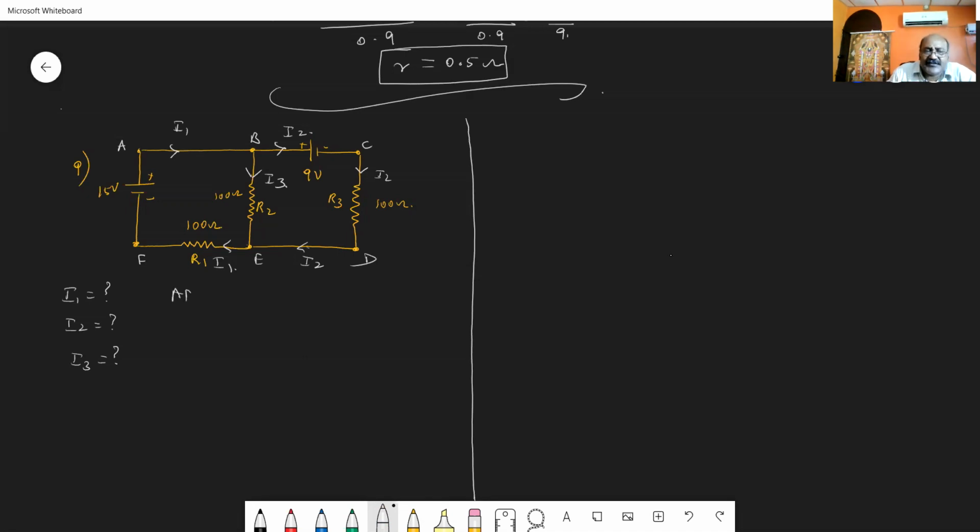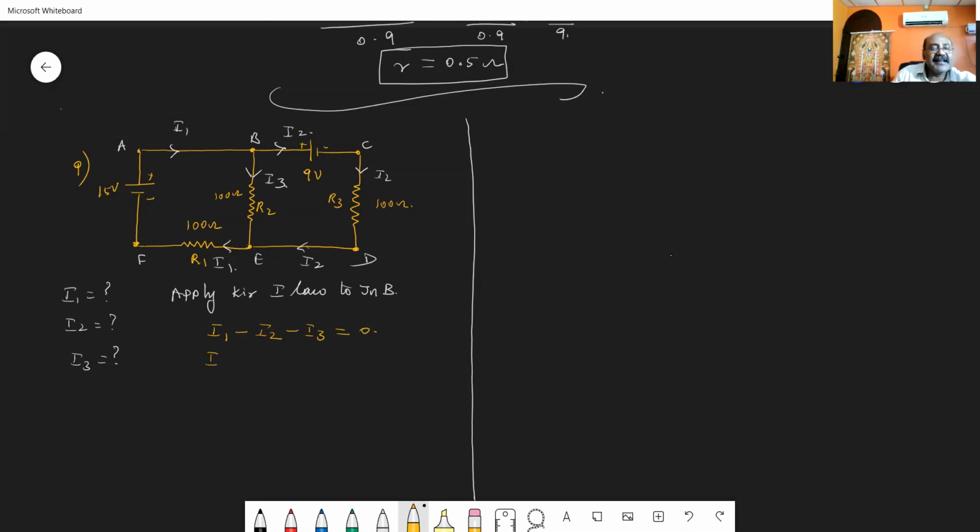Applying Kirchhoff's first law. Apply Kirchhoff's first law to the junction B. According to Kirchhoff's first law, the algebraic sum of the currents meeting at the junction is 0. I1 is flowing towards, so plus I1. I2 is flowing away, so minus I2. I3 is flowing away, so minus I3 equal to 0.